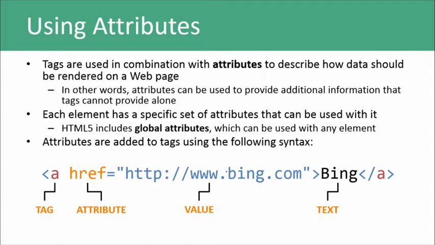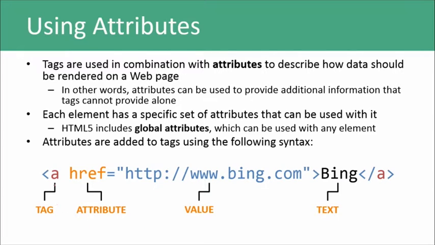Tags are not just used alone, right? We have to use attributes in order to describe how data should be rendered on a web page. Attributes are used to provide additional information, okay? And so this might be a URL or something along those lines. Each element has a specific set of attributes that can be used with it. There are some global attributes, however, which can be used with any element. Attributes are added using the syntax located below, right?